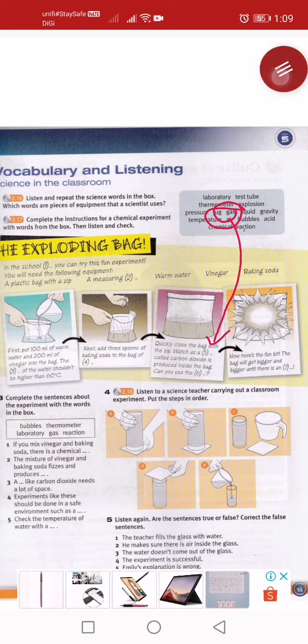Can you see the bubbles? Okay, bubbles. Next. Now here's the fun bit. Fun ialah seronok, bit ialah bahagian yang kita rasa seronok. The bag will become bigger and bigger until there is an explosion, dia jadi lebih besar sampai ada letupan. Explosion tak boleh dikira. Dikira satu saja. Uncountable.